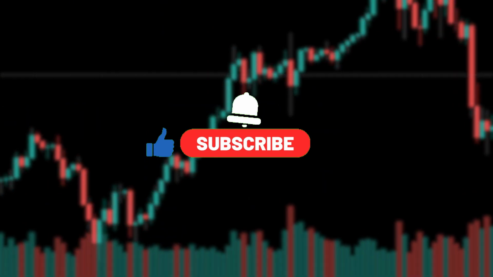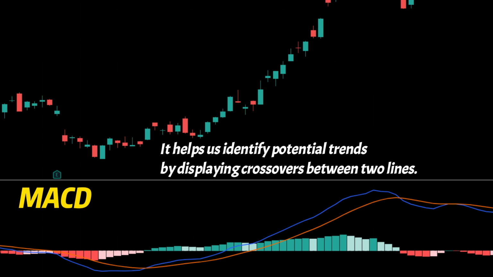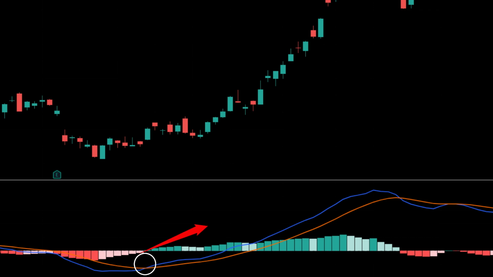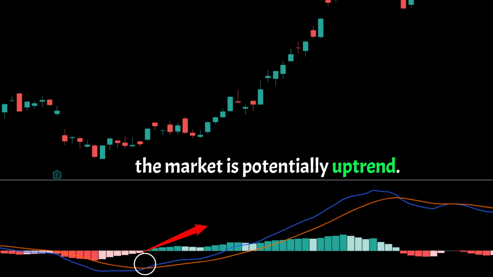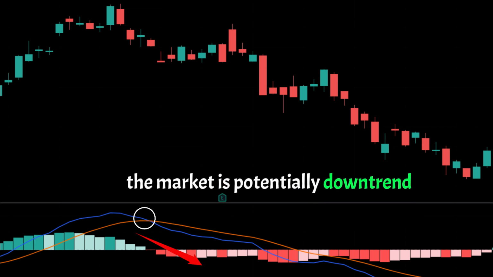Let's get into today's video. I believe everyone knows how to use the classic MACD strategy. It helps us identify potential trends by displaying crossovers between two lines. If the blue line crosses above the orange line, it shows us that the market is potentially in an uptrend, and that would be a good buying opportunity. If the blue line crosses below the orange line, it shows that the market is potentially in a downtrend, and that would be a good selling opportunity.